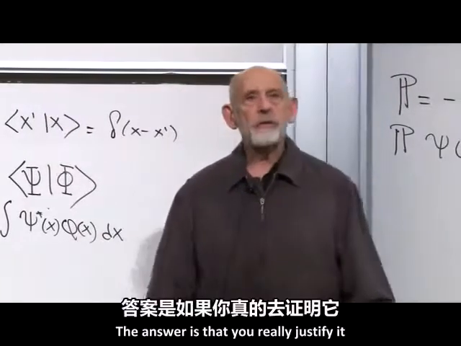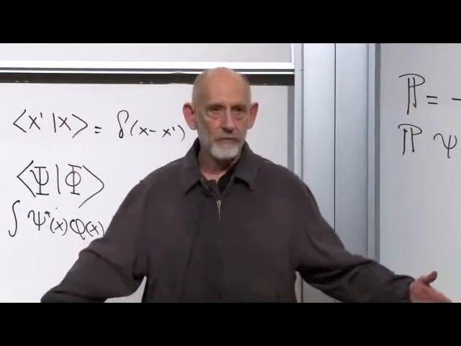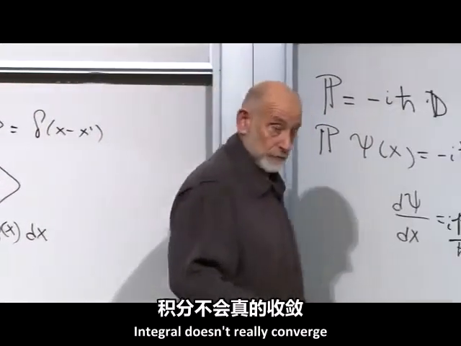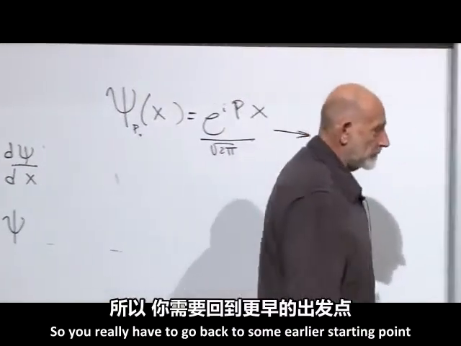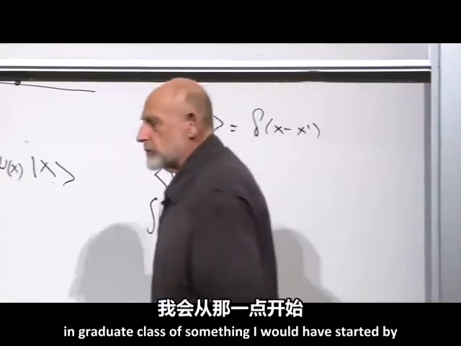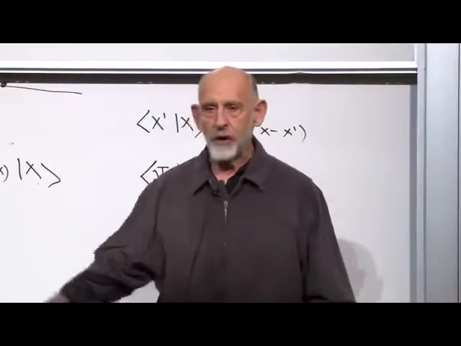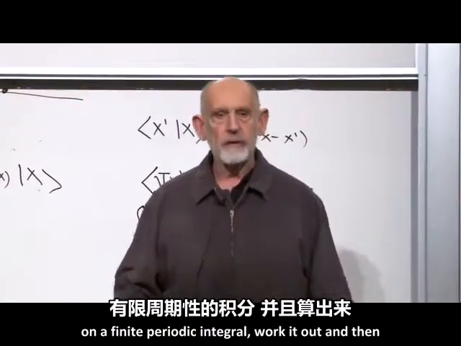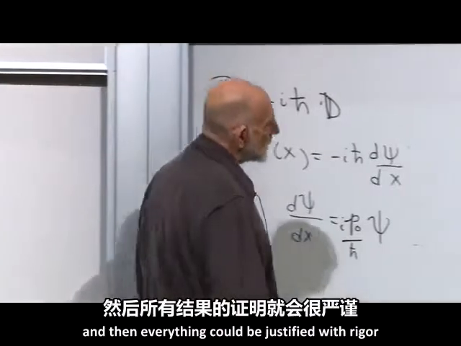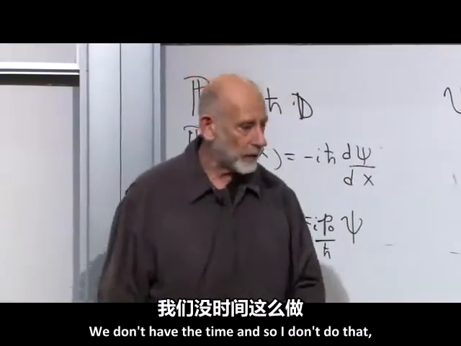The answer is that you really justify it by starting with a theory on a finite interval. You're asking, I think, questions about convergence of the integral. Right, the integral doesn't really converge. So you really have to go back to some earlier starting point, which if I were teaching quantum mechanics in a graduate class, I would have started by thinking of a theory on a finite interval, or even better, on a finite periodic interval, worked it out, and then taken carefully the limit as you let things go to infinity. And then everything could be justified with rigor. We don't have the time, and so I don't do that.